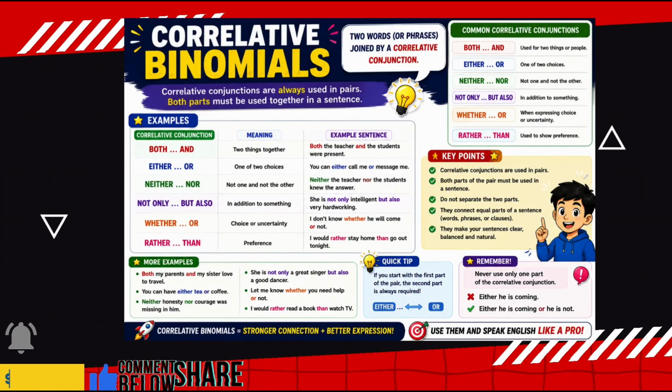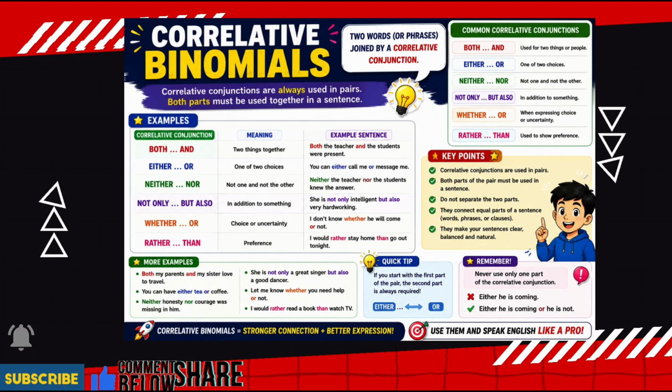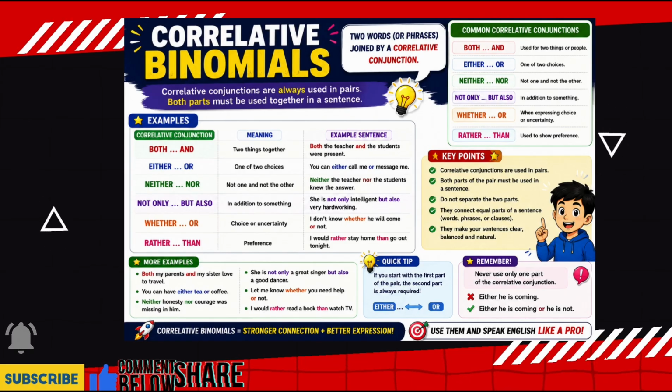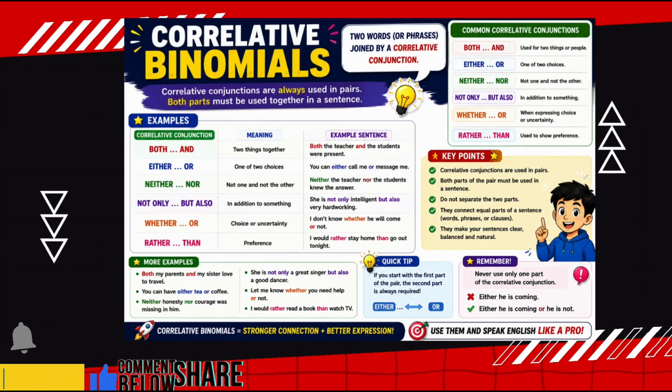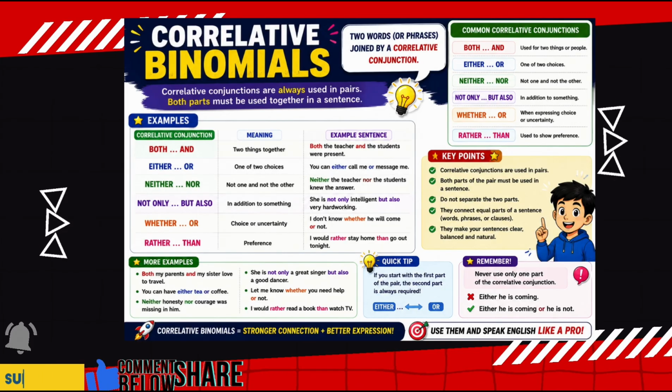Remember, never use only one part of the conjunction. "Either he is coming" is wrong because the second part is missing. The correct sentence will be "either he is coming or he is not." So let's move on. More examples.